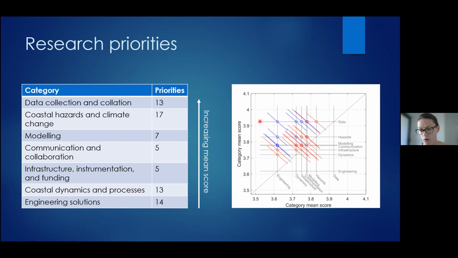Data had a mean score a bit above 3.9 and engineering had a mean score of 3.6 something. And if the diagonal line doesn't intersect the one-to-one line, it means the two are different. So the data category has a significantly higher mean score than the engineering category. It also has a significantly higher mean score than the dynamics category, as well as the infrastructure category and the modelling category. But it doesn't have a significantly higher mean score than the hazards category, which is indicated by red and by the fact that this diagonal line intersects the one-to-one line. So you can see that particularly data and the hazards category had significantly higher mean scores than the other categories that we saw here.